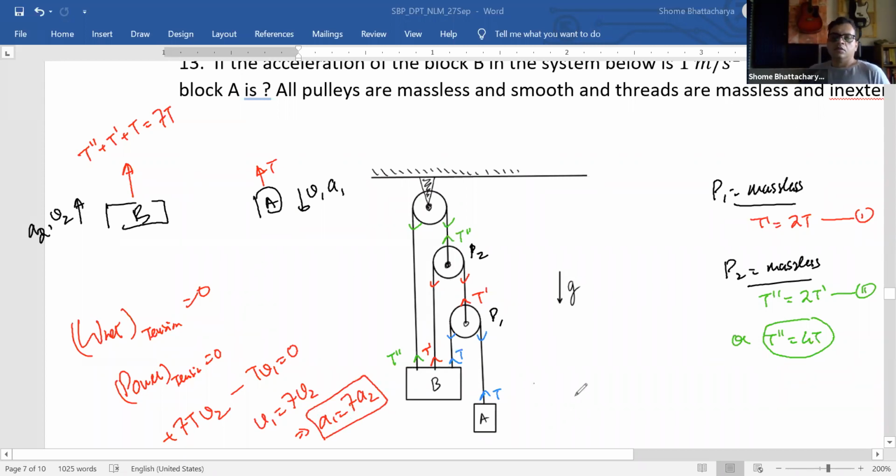Okay. So this is the constraint relation. So in this question, you only had to solve the constraint relation. Then you didn't have to make FBD equations and all, because one acceleration was given to you. You had to just find the other acceleration.